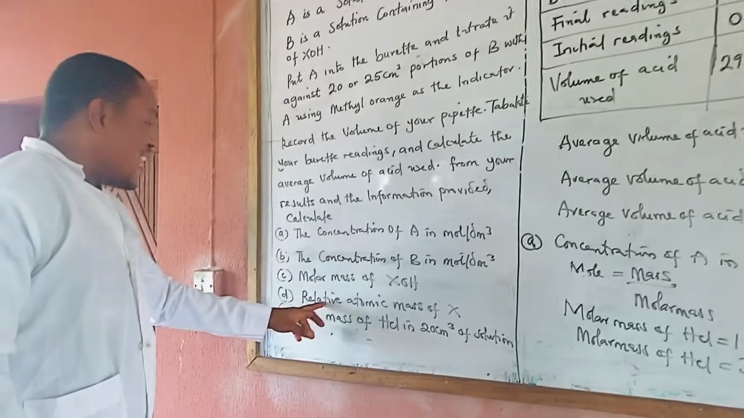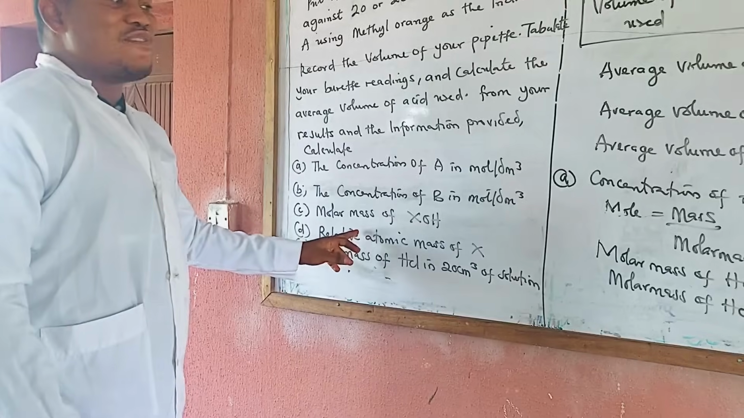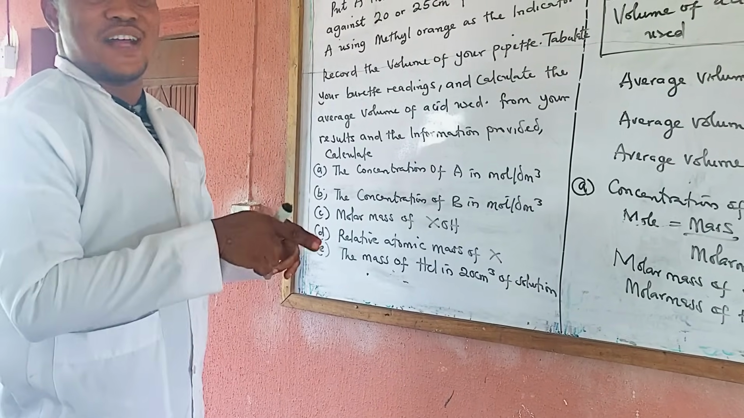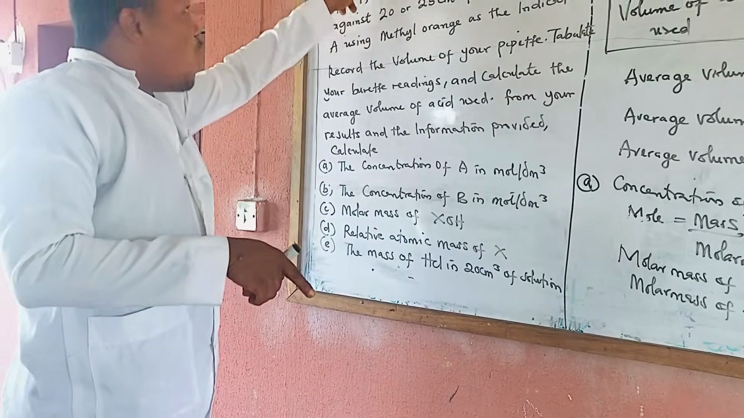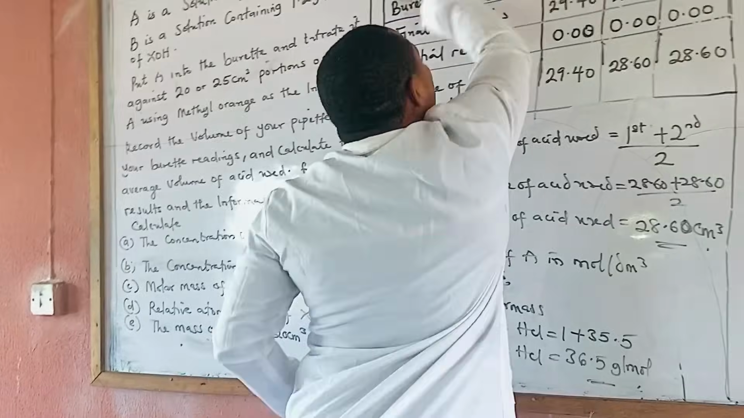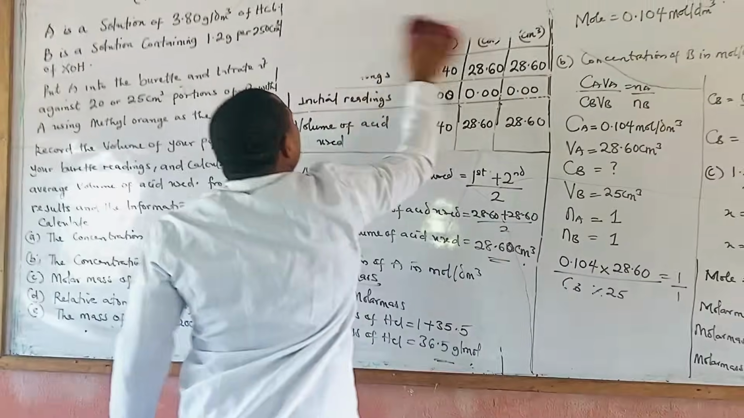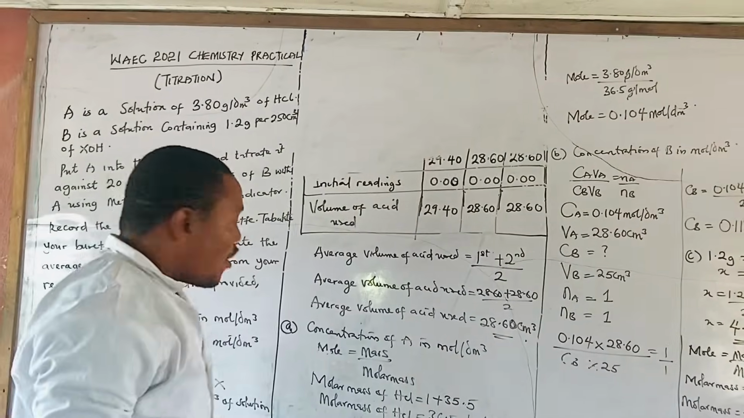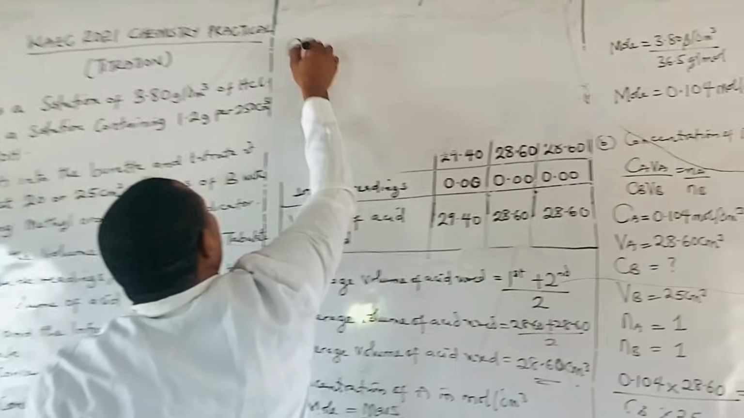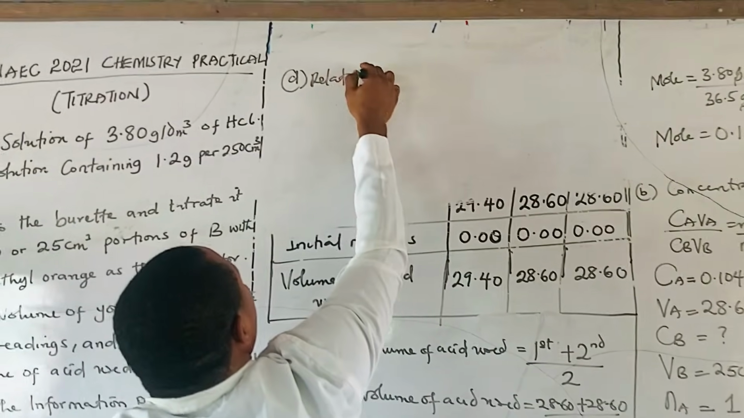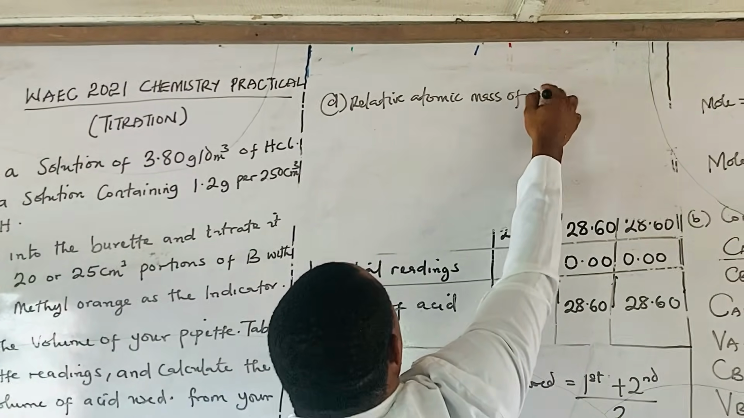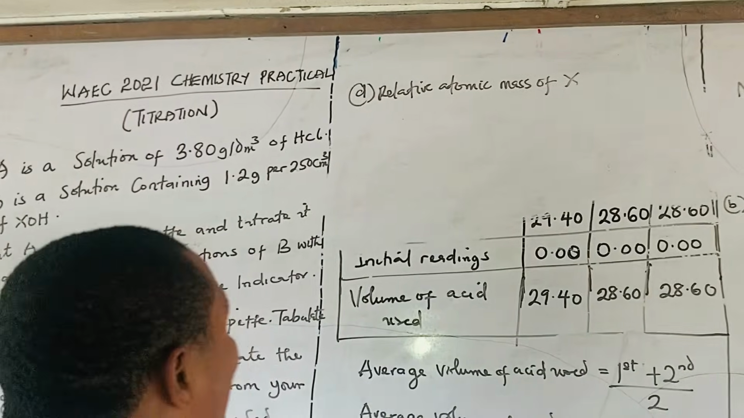Now, they say the relative atomic mass of X. So from the relative atomic mass of X, I can actually guess the element. If I get the atomic mass of X now, I will know what this base is like. So let's have this off, very important. From here now I have the relative atomic mass of X. That's the question: the relative atomic mass of X.